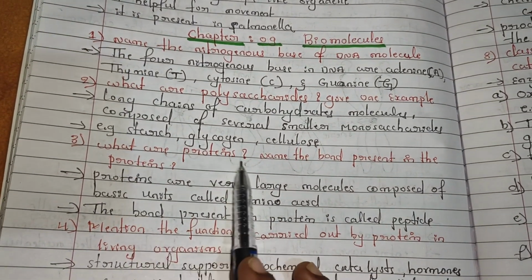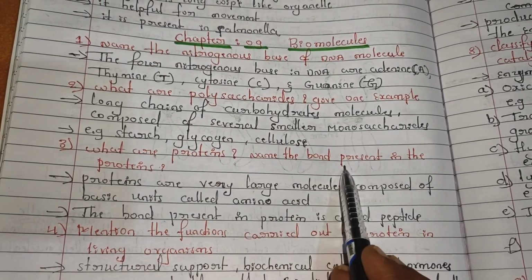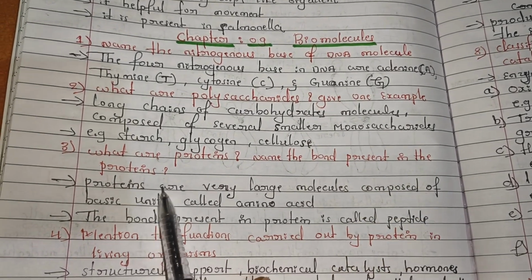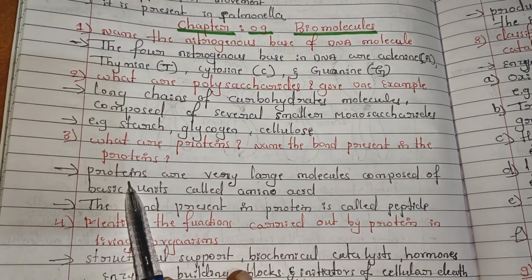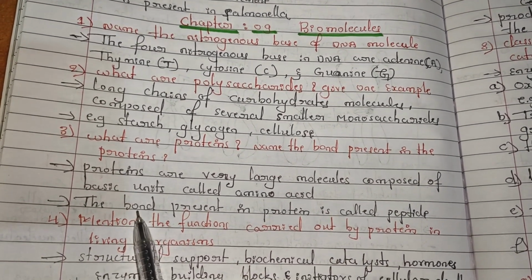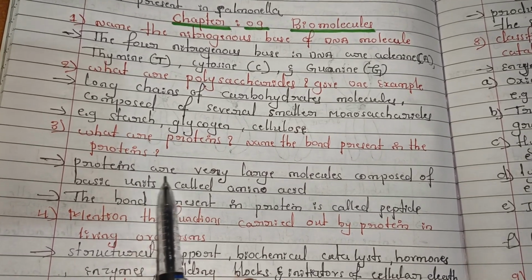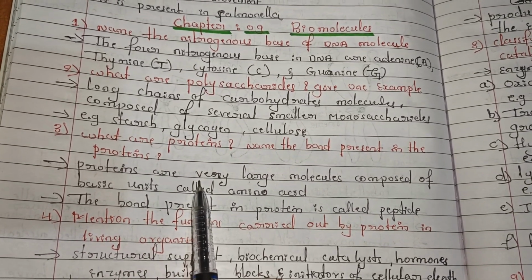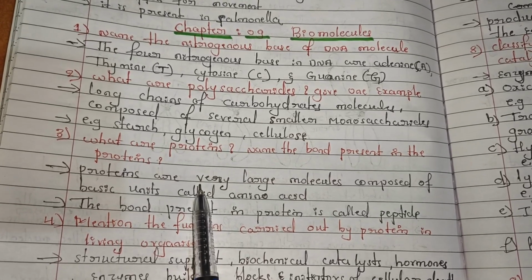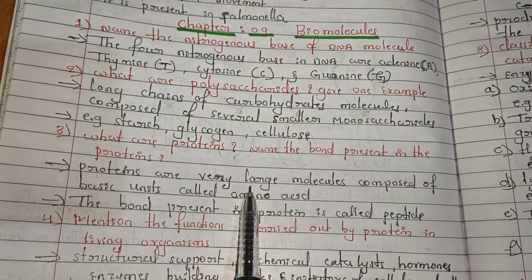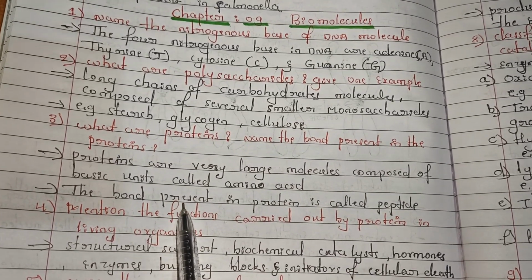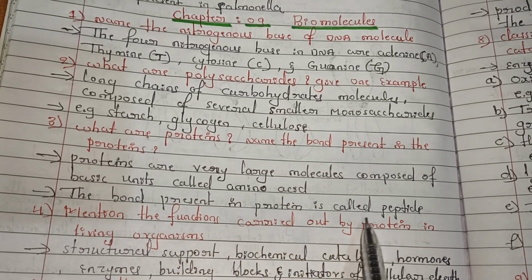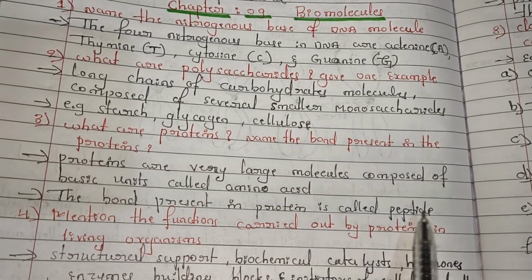Next is, what are proteins? Name the bond present in the protein. How to write: there is the protein definition and which bond is present. Proteins are the building blocks of amino acids. We can write it in short form also, that is, building blocks of amino acids. Otherwise you can refer to this definition also. And the protein has one bond, which we call a peptide bond.